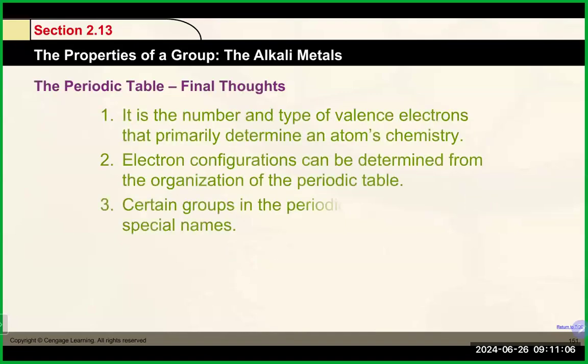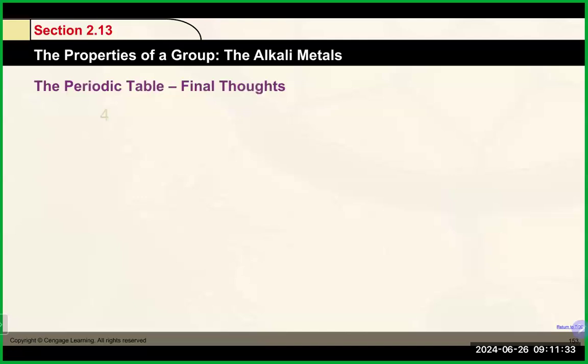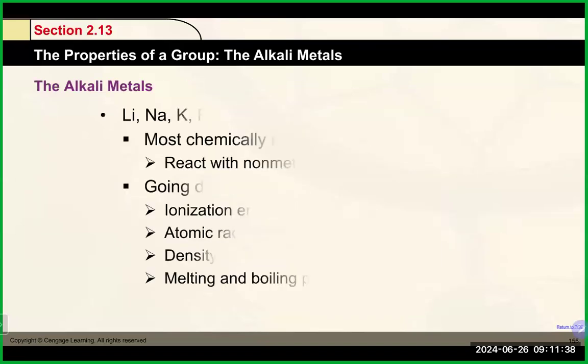All right, so we talked about a lot of this stuff here. Again, the number and type of valence electrons do determine the atom's chemistry. As we'll talk about in the next chapter, it's all about bonding, and the electrons that are involved in bonding are those valence electrons. We talked about groups that have special names and where they're located: our transition metals, alkaline earth metals, and our halogens. And those are the alkali metals. Perfect. Any questions on that there?